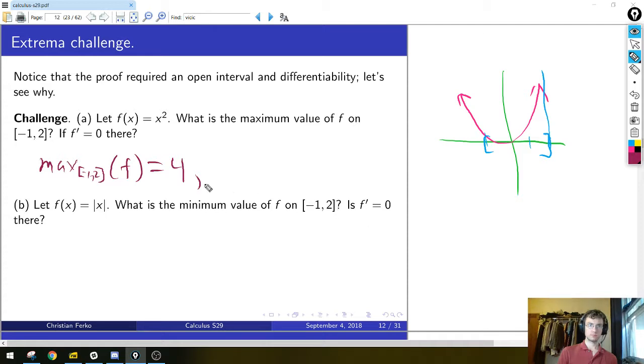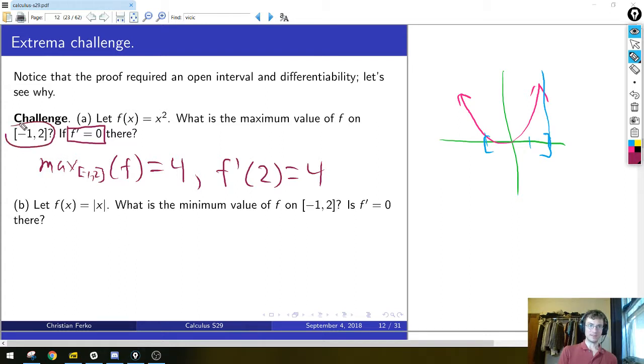I believe it is also 4. Yeah, because f prime, the x value is 2, so 2 times 2 is 4. Okay, so in particular it's not 0. Why is it not 0? I thought we just proved a theorem that whenever you have a maximum value, the derivative must be 0.